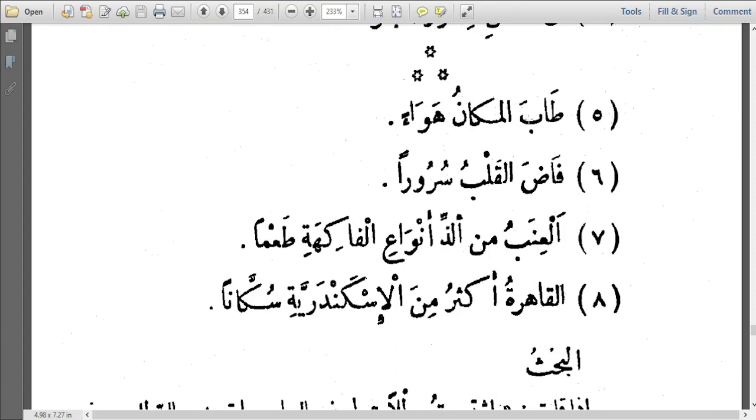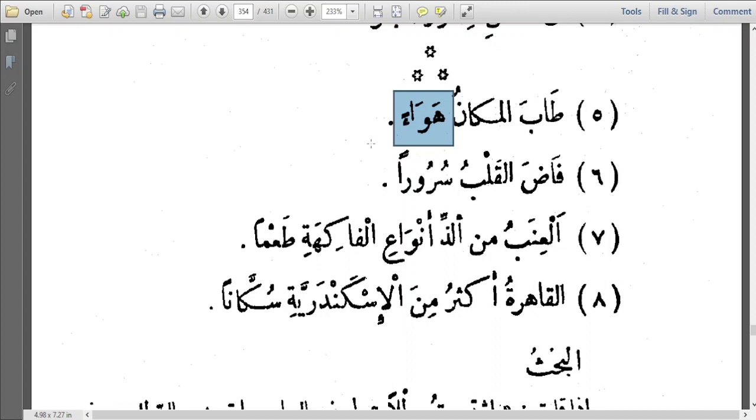We come here again. طاب المكان هواء. طاب المكان means the place has become nice. This sentence, as you look at it, looks very clear, but when you leave it طاب المكان, it could mean that everything in the place is okay. But you want to clarify what you mean by the طاب. يعني ماذا طاب في المكان? What has become nice in the place?